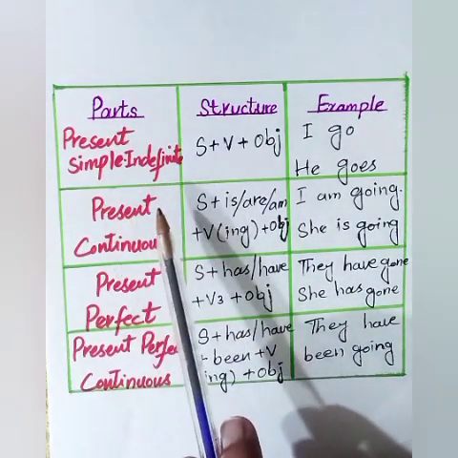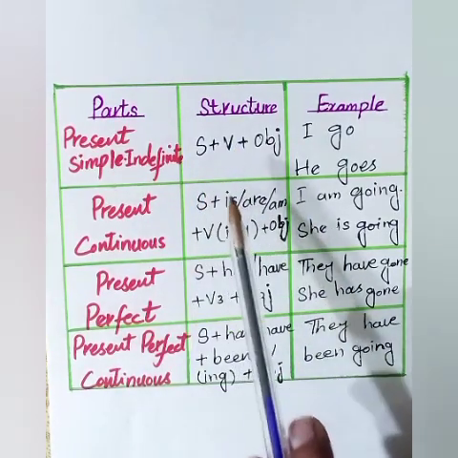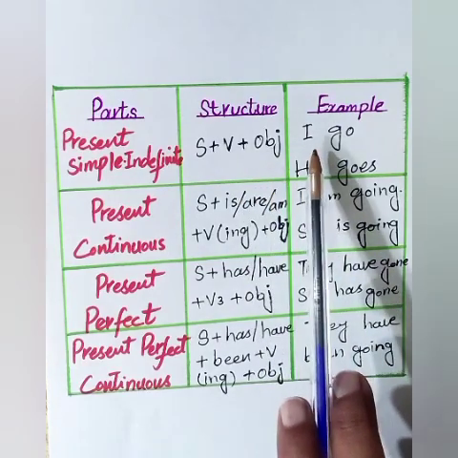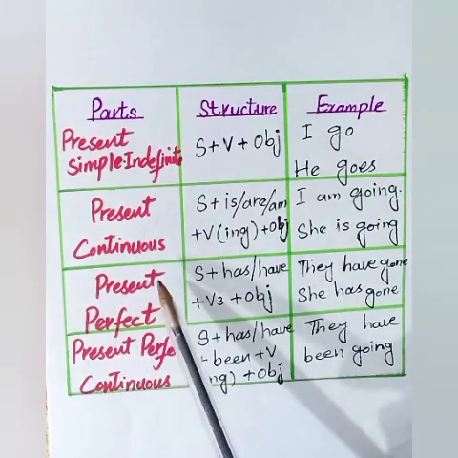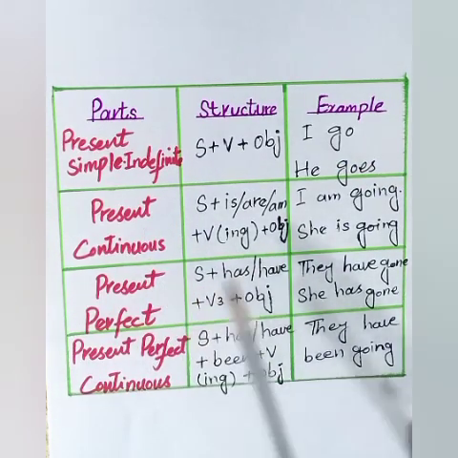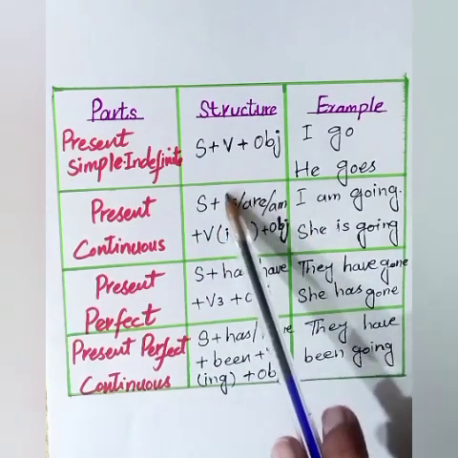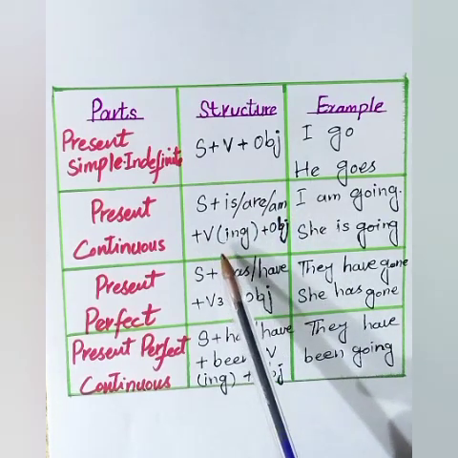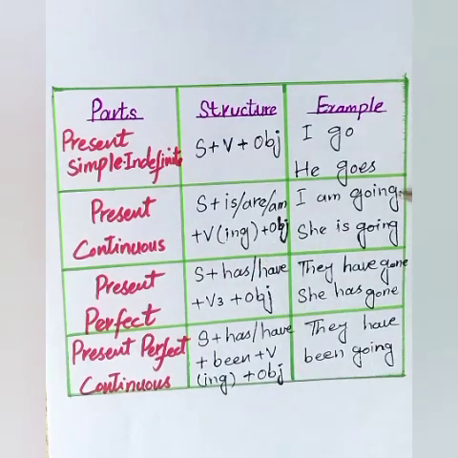Present simple indefinite tense. Structure: subject plus first form of verb plus object. Example, I go, he goes. Present continuous. Structure: subject plus is or am according to subject plus first form of verb plus ing plus object. Example, I am going, she is going.